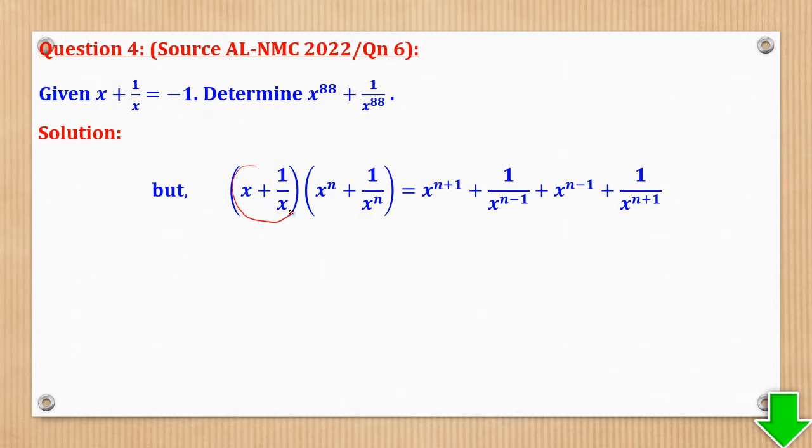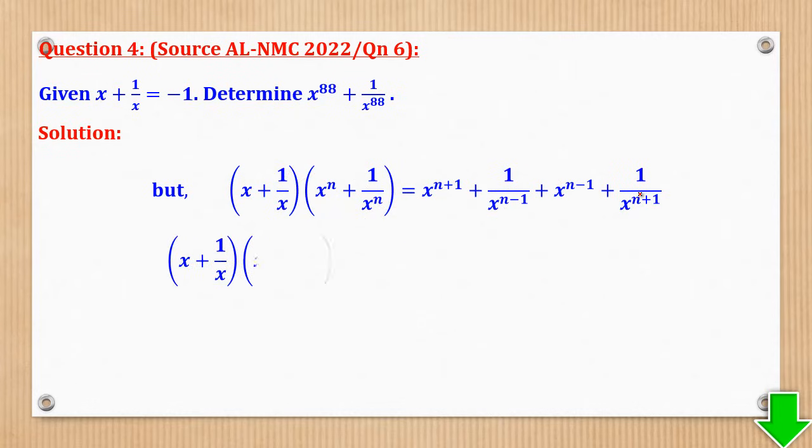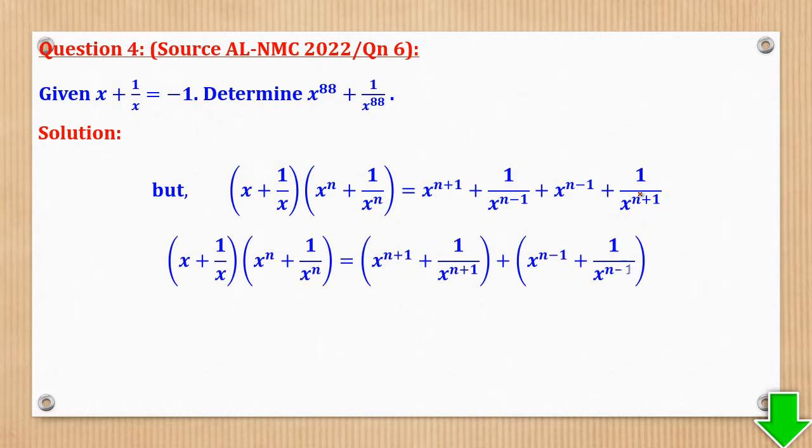that if I have x plus 1 over x and I multiply it with x power n plus 1 over x power n, when I open brackets, let's open x times x power n, you get this. X times 1 over x power n, you get this. 1 over x times this, you get this. Then this times this, you get this. Then from there, if we try to rearrange, you're going to realize that we are going to pair symmetrically. So this and this gives this bracket. This and this gives this bracket.